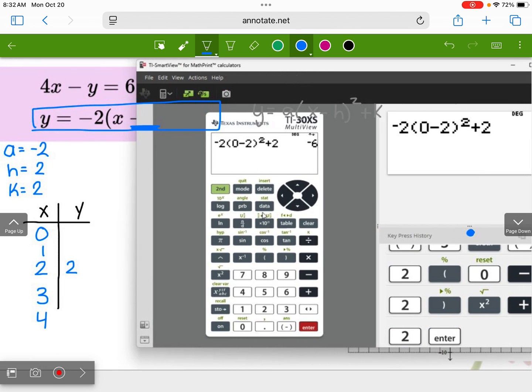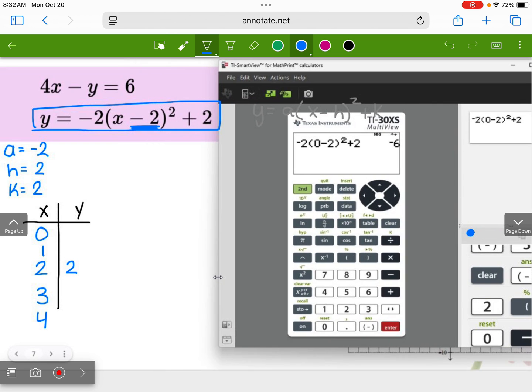That makes the screen really small. But I can just straight up take my equation and substitute in values. I've substituted in the 0 right here, just straight up into my equation that we have right here. I type the whole thing in, just substituting in the 0, and we get -6. So I know for 0, we get -6.